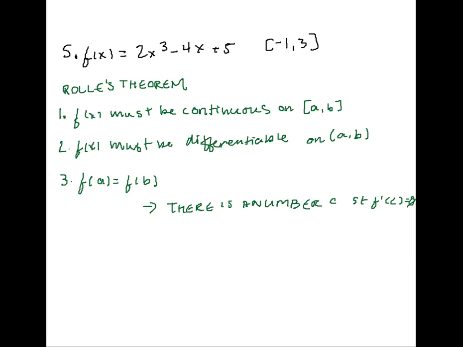Basically the idea is that if I have something that's increasing and then decreases so that we start and end at the same y value, then there is a critical point where the derivative is equal to 0. So does this function meet Rolle's theorem, starting from number 1? Is it continuous on a to b, and how can you tell?